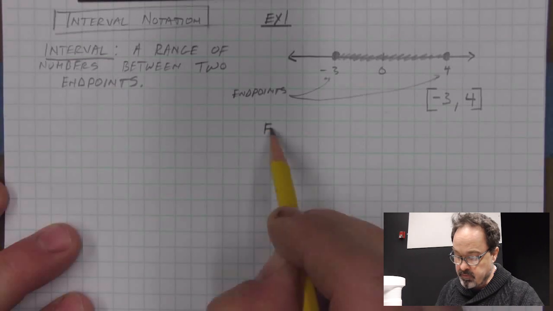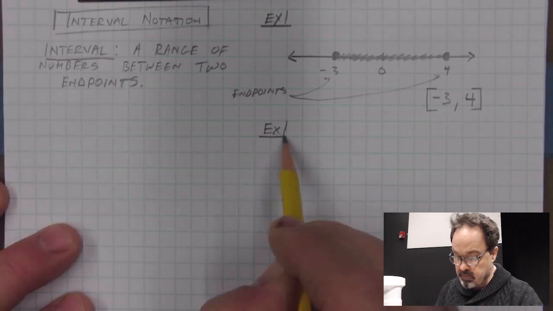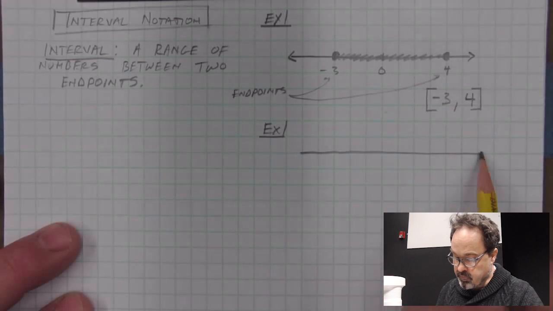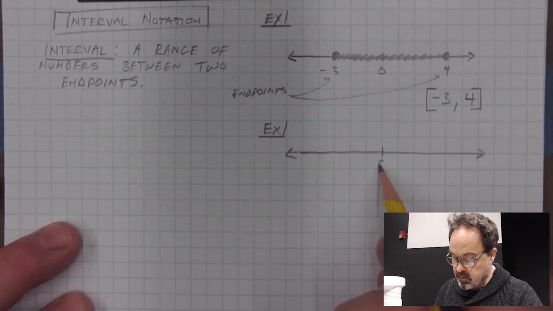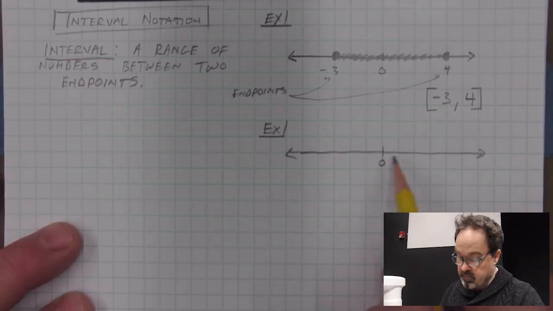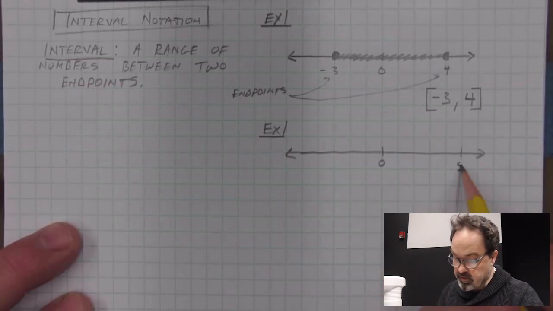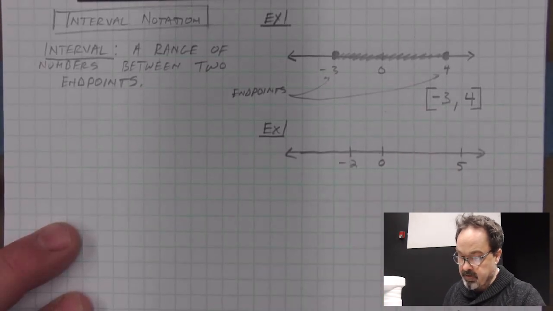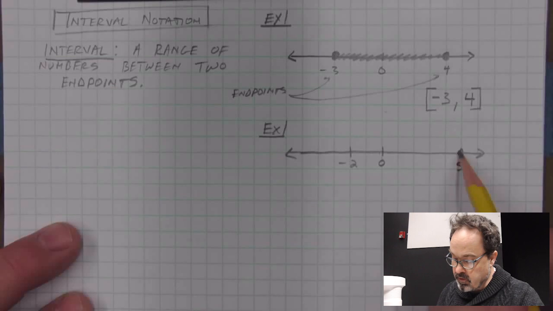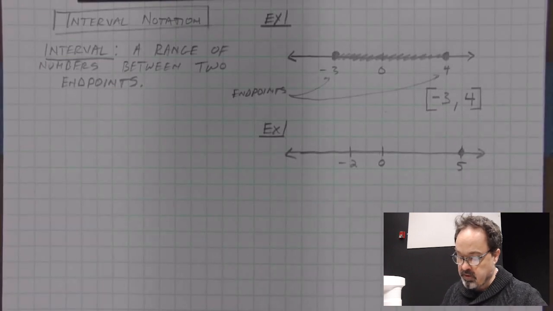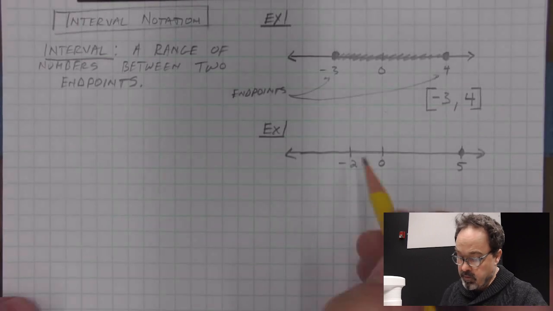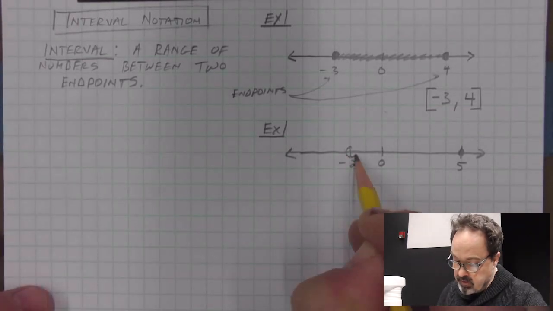Let's see another example. We're going to start with a graph, just as we did before. A number line. The tick mark at 0, it's the origin. We'll make a tick mark at 5 and a tick mark at -2. We're going to put a closed dot on the 5. 5 will be an endpoint, the higher endpoint. But we're going to put an open dot at -2.